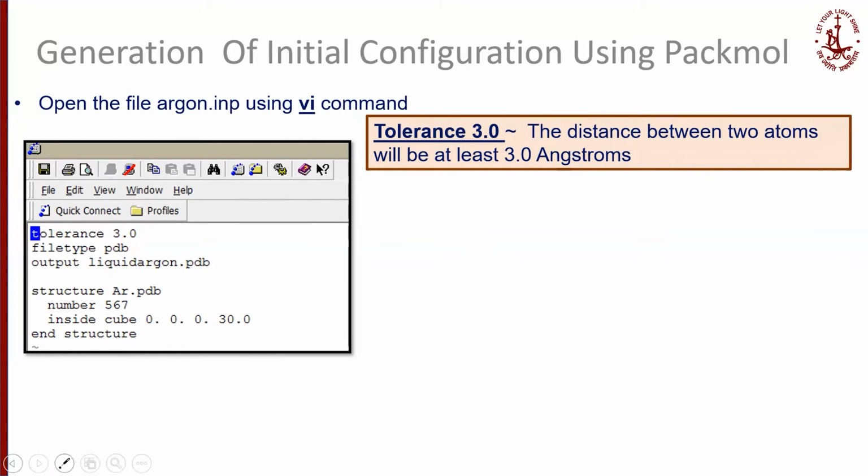If you write it as 0.1 or if you write it as 1 angstrom, your Packmol will show an error and it will not compile, because you have kept a very small distance between two atoms. So your distance has to respect this tolerance. You will put it based on the size of your system, the size of the atoms that you are considering. So here I have taken it as 3 angstrom.